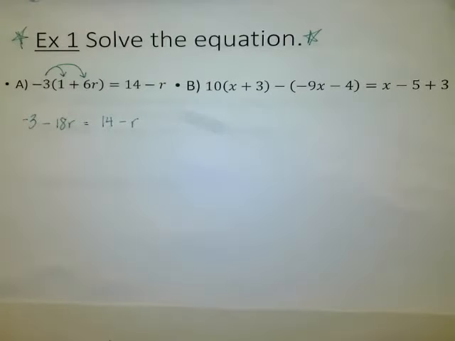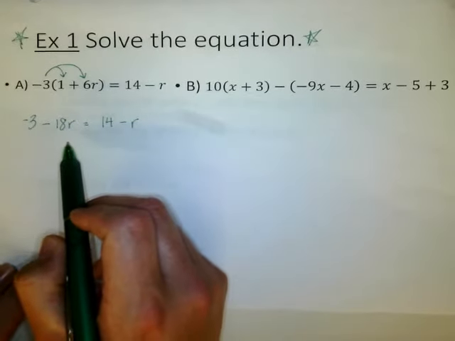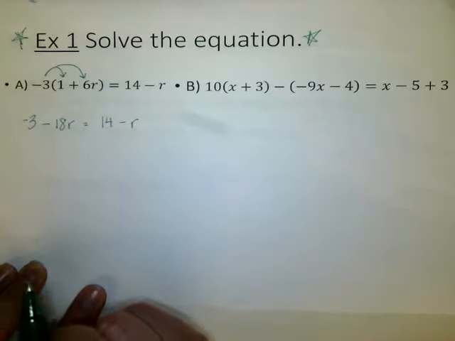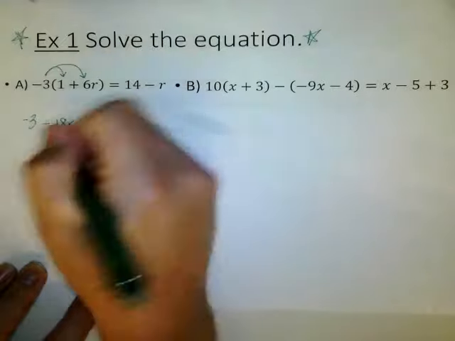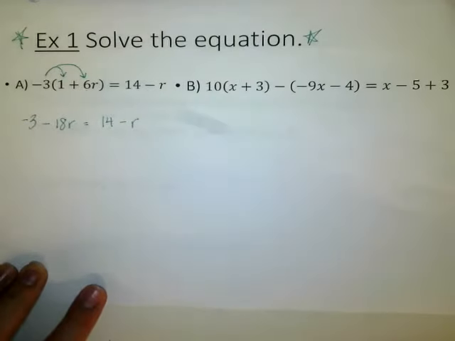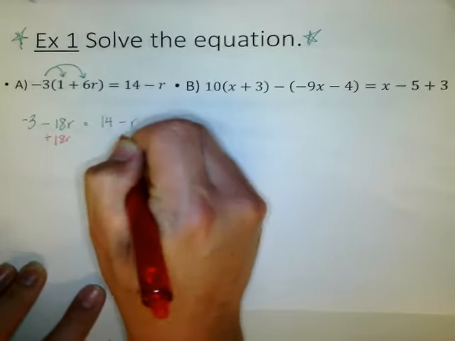And then what do you want to do? Okay, so I'm hearing we want to collect the r's, right? They're friends. They need to be on the same side. Technically, it doesn't matter which side you move the r's to, but the strategic way I was hearing was, hey, let's make our result positive. So I'm going to add 18r to both sides.